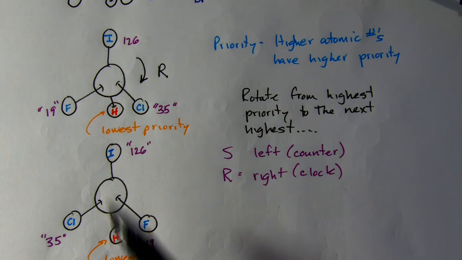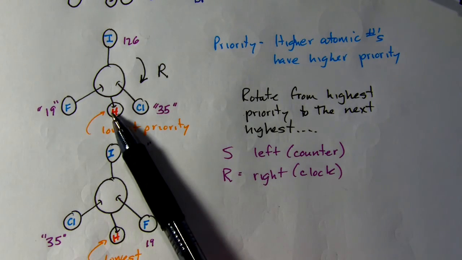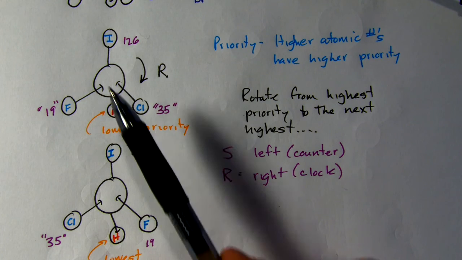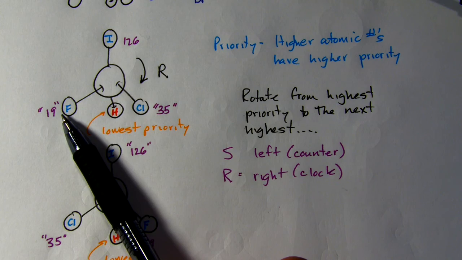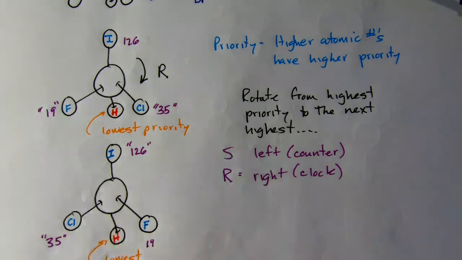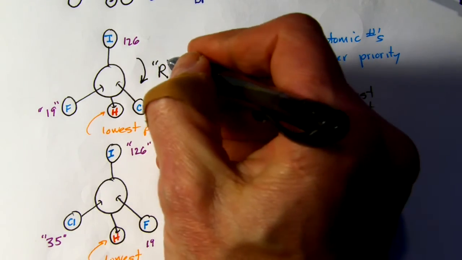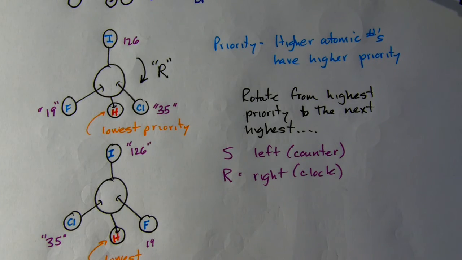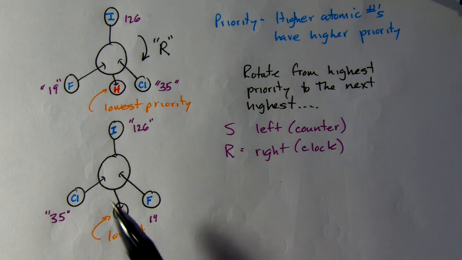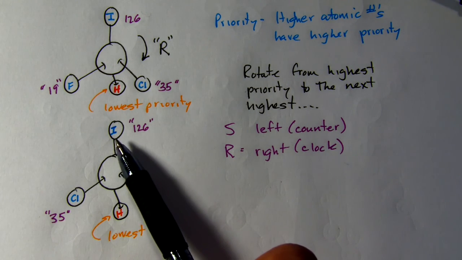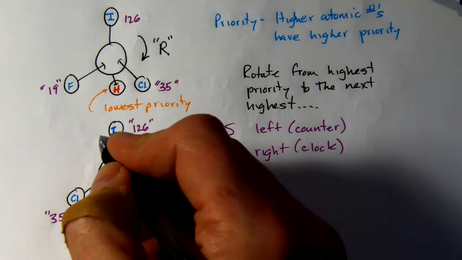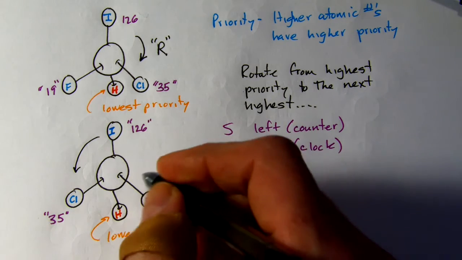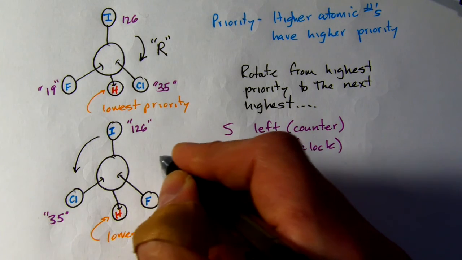We're going, if we look at the face of this, remembering H is in the back, we have iodine 126, and then chlorine would be next, and then fluorine would be last. And so that's what we call the R designation for R and S configurations. If we do this again, but this time with 126, we see that this switched. And now we have what is called the S designation.